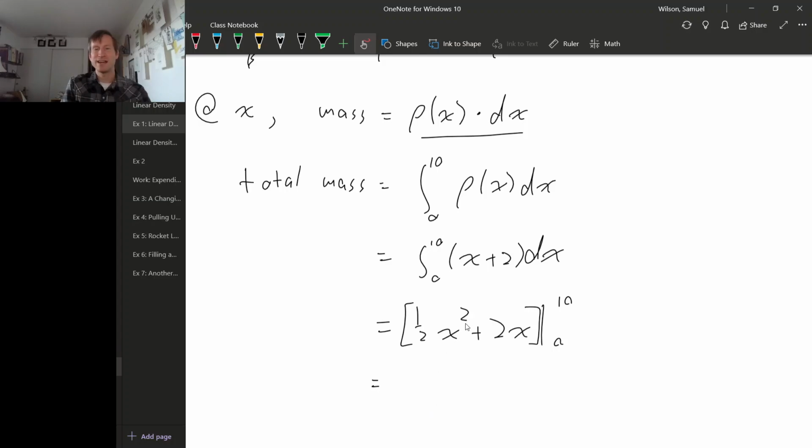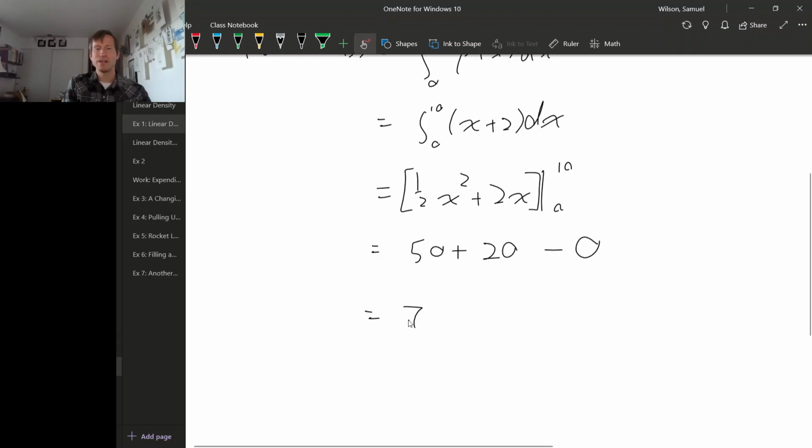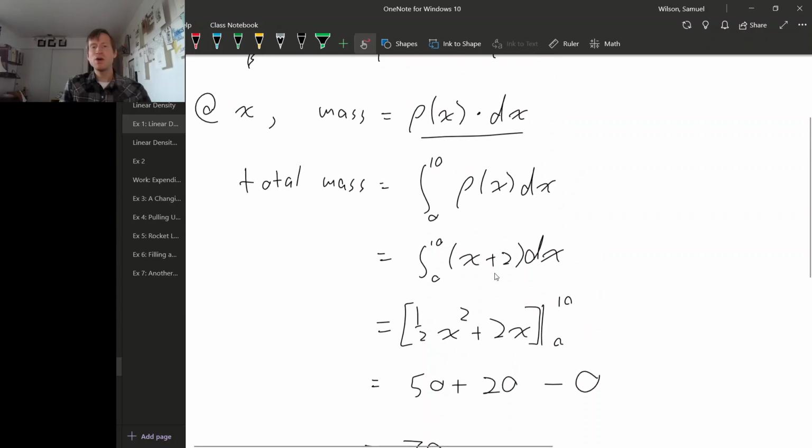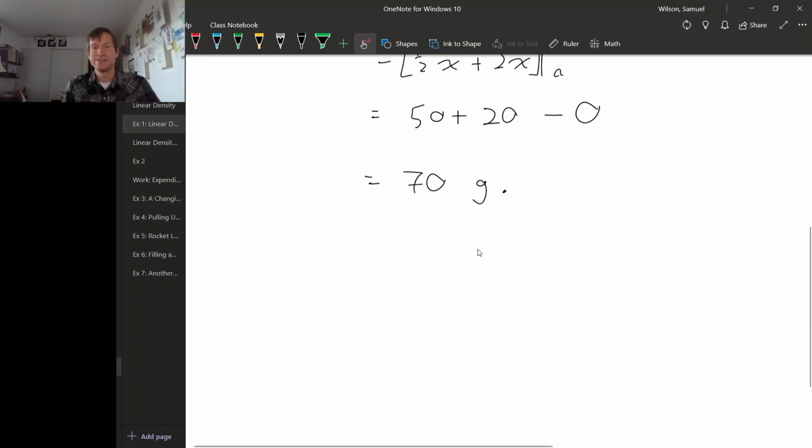Plug in 10, you get 100 over 2 is 50, plus 2 times 10 is 20, minus, and then when you plug in the bottom bound 0, you get 0. So this is 70. And this must be grams because we were measuring things in grams. If we go back up to our formula here, this rho was in grams per centimeter. dx is a distance, and we were measuring distances in centimeters. So those distance units cancel, and we do indeed get grams for our units. We're not just guessing that we get grams, we actually do get grams from our calculation.